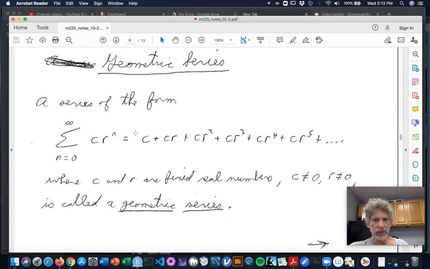If you wrote out the terms, c times r to the 0 would be just c, then c times r to the 1, c times r squared, and so on. And you'll notice that each term is r times the previous term. Okay? That's always the sign of a geometric series. Each term is a fixed number times the previous term.